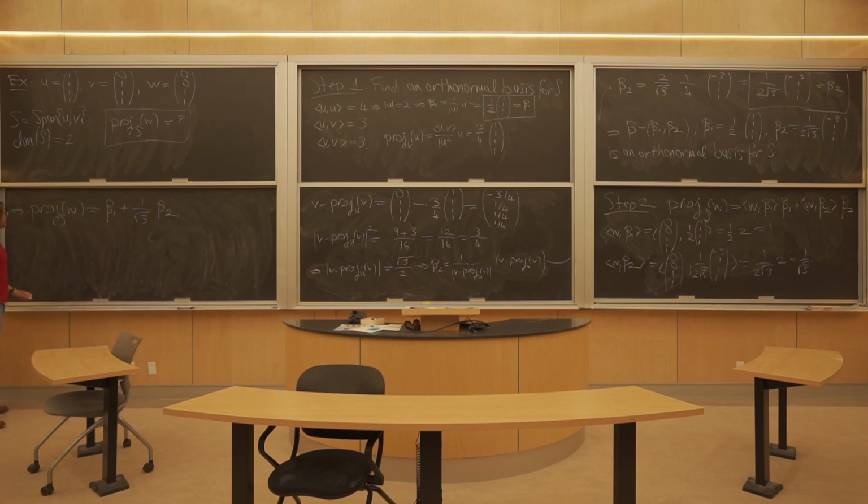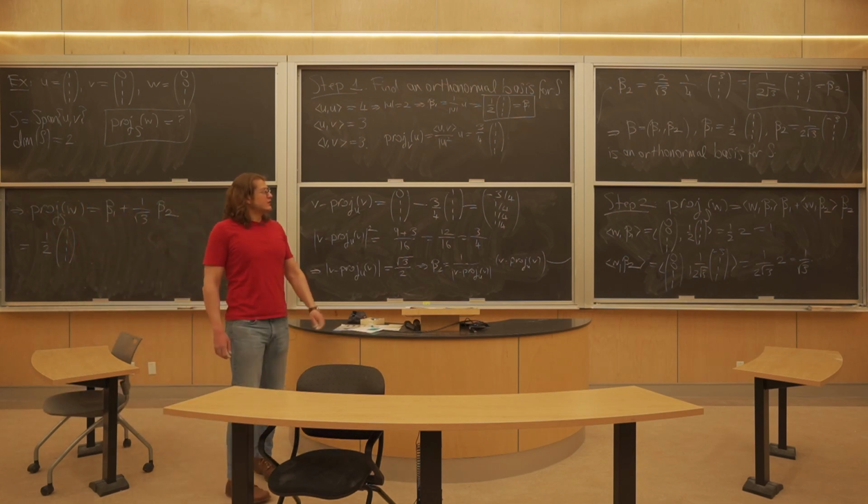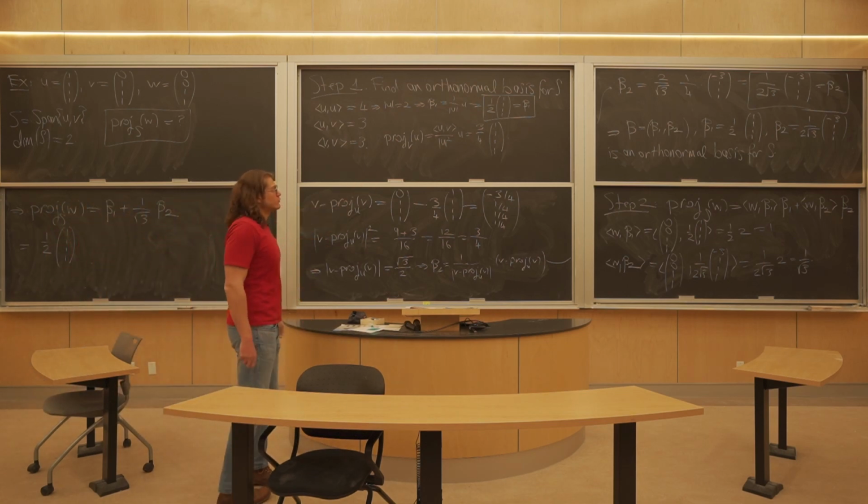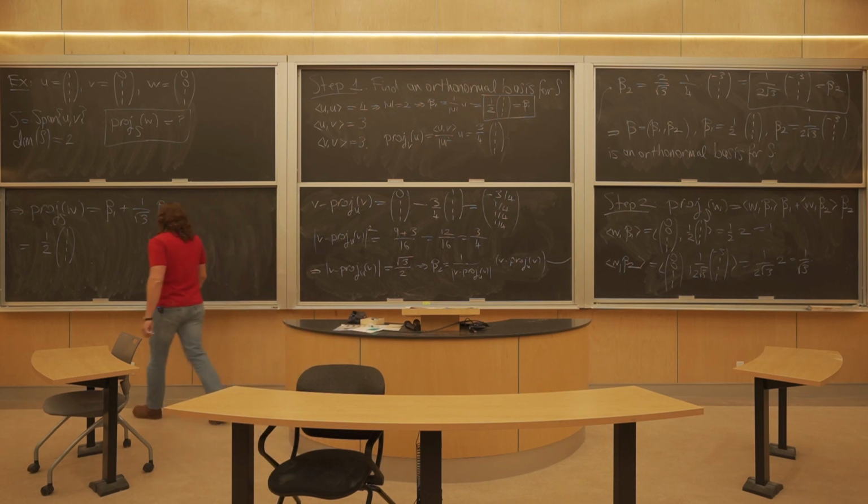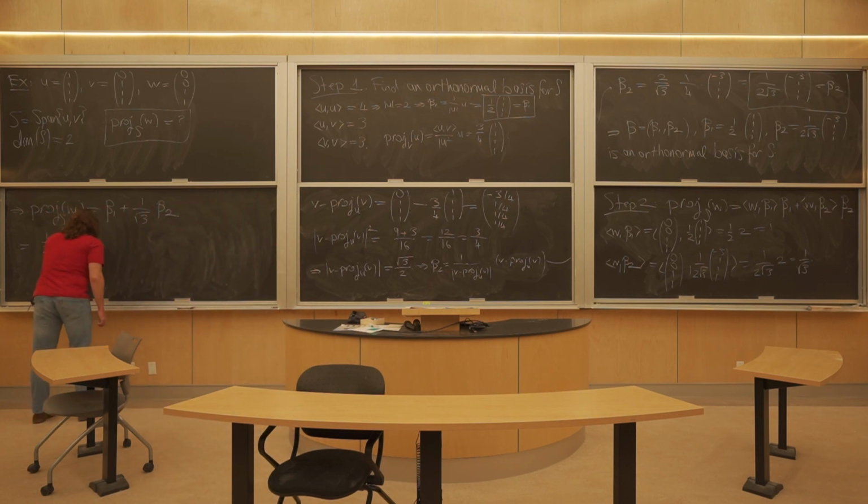Okay, so writing these down now. Beta 1 is 1 over 2 times (1, 1, 1, 1), plus 1 over root 3 times beta 2. So that's 1 over 6 times (-3, 1, 1, 1). Adding these up, I get this.